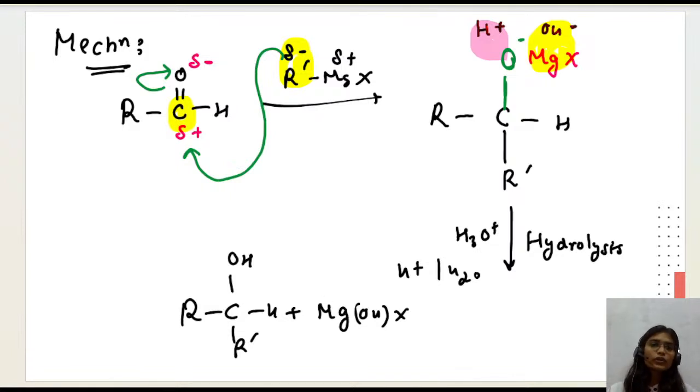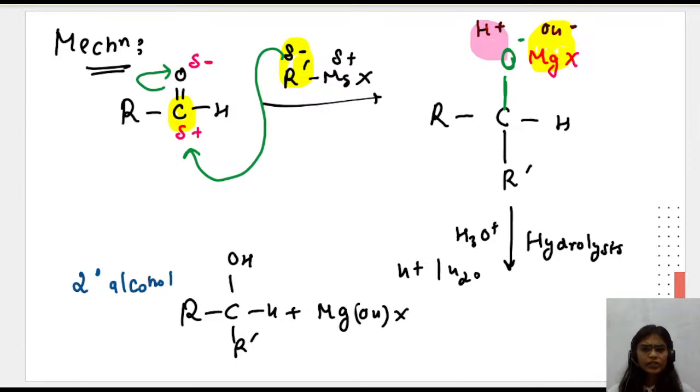Now, the point to be noted here: look at this, which kind of alcohol are we getting this time? That is a secondary alcohol. If you remember, in the previous class we discussed that if you have an aldehyde, we get a primary alcohol, and if you have a ketone we end up with a secondary alcohol. But this is the only case where, although we have an aldehyde, we still get a secondary alcohol as a product. Okay, so it's really very important.